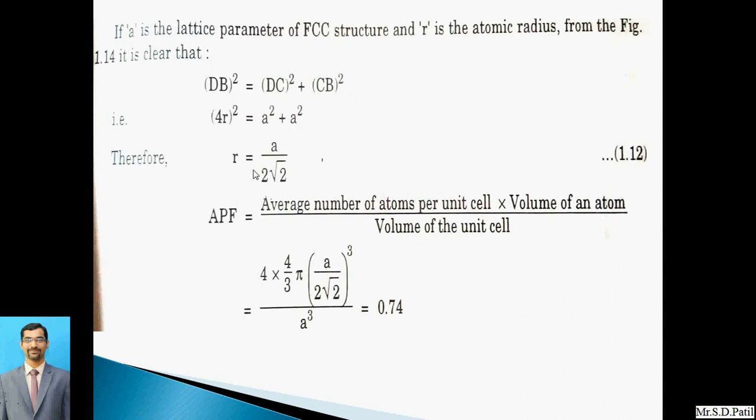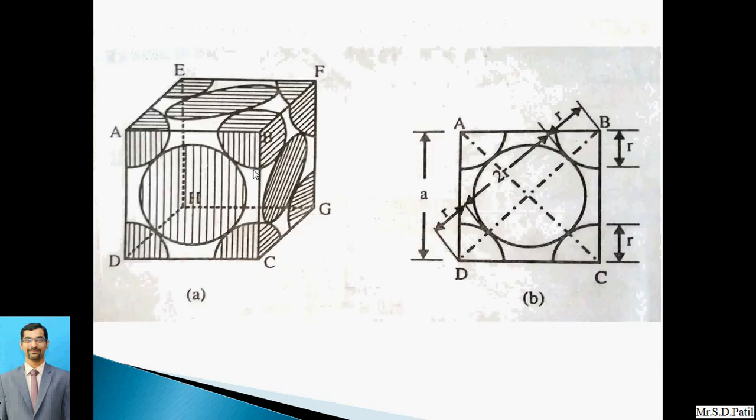So DB square is equal to DC square plus CB square. That is again the Pythagoras theorem used over here. DC is a, CB is a, and DB is 2r plus r plus r, which means 4r.